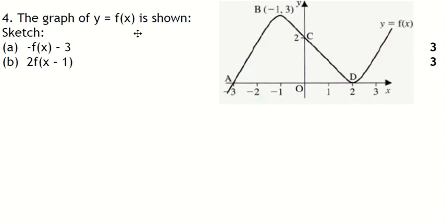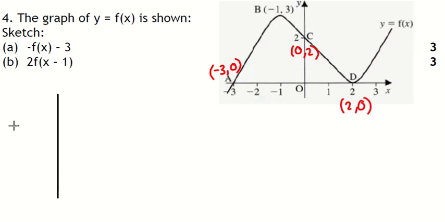We've been given a function f of x, the graph of this, and we're asked to sketch negative f of x minus 3. So what you want to do here is get all of your original coordinates in a table. The A coordinate, just write onto the diagram first, is negative 3, 0. The C coordinate here is 0, 2. Your D coordinate is 2, 0.